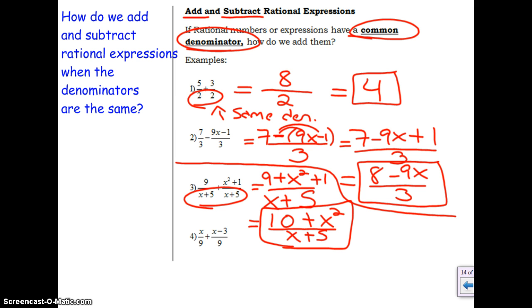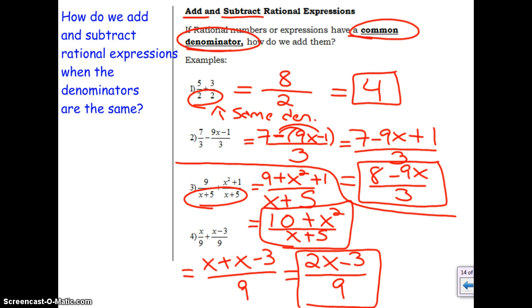And then last but not least, number 4, we have a common denominator still. So we're going to keep our common denominator of 9, and then I'll add my numerator. So x plus x minus 3. Combine my like terms, so x plus x is 2x minus 3 over 9. Okay? So if I have a common denominator, this works out super well because I can just keep my common denominator and add my numerator, subtract my numerators, all right? So now let's get into the fun part.